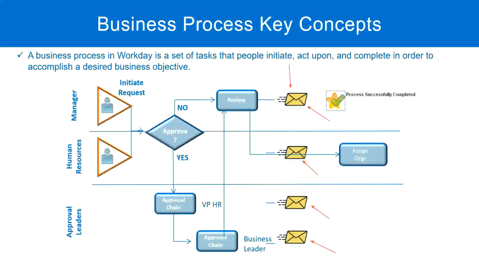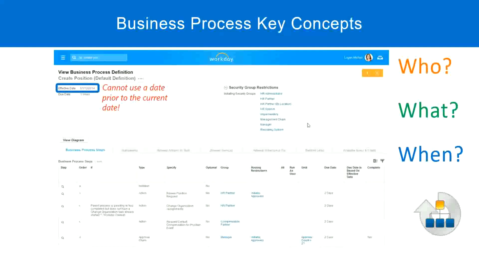So to understand business processes, we need to understand what a business process definition talks about. A business process definition talks about who can do what and when. Right. So it has 3. I mean, if we ask these 3 questions, then we will get our answer to the business process definition. Who can do what, and when are they doing? Right.